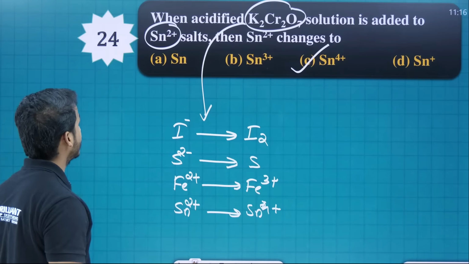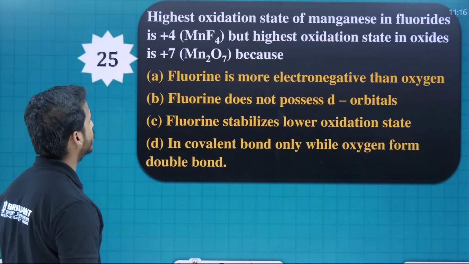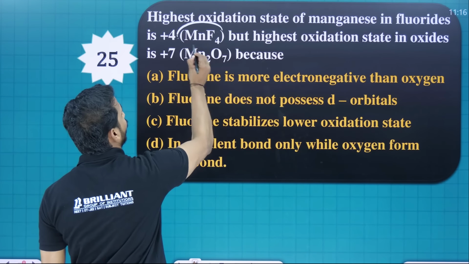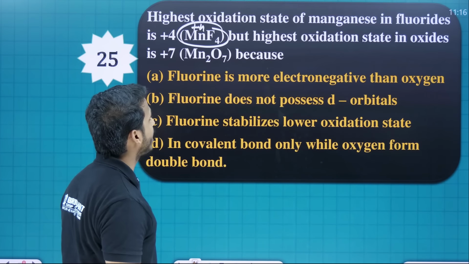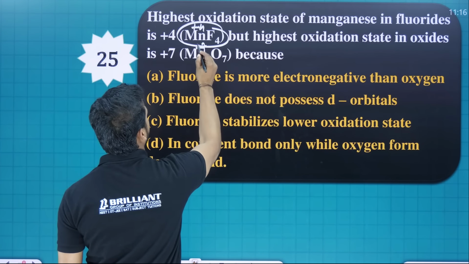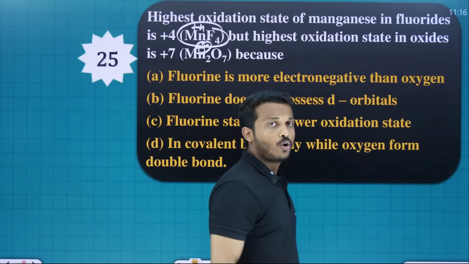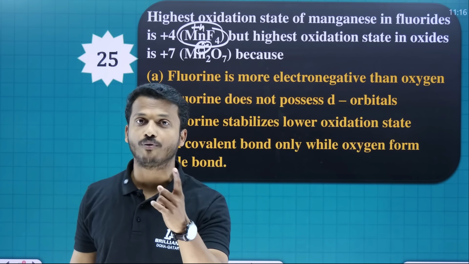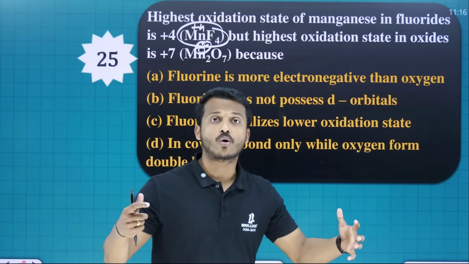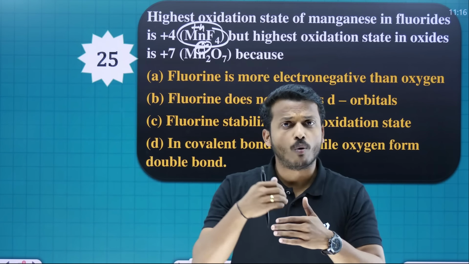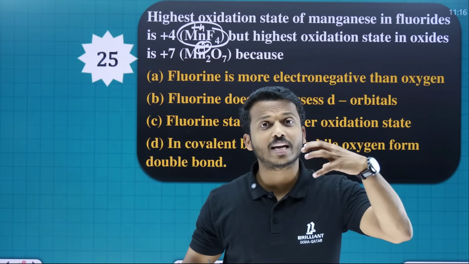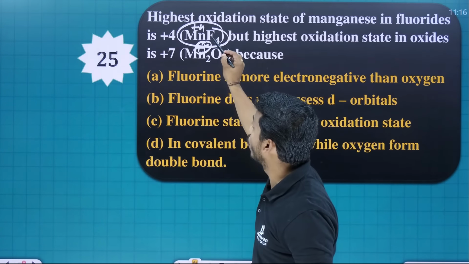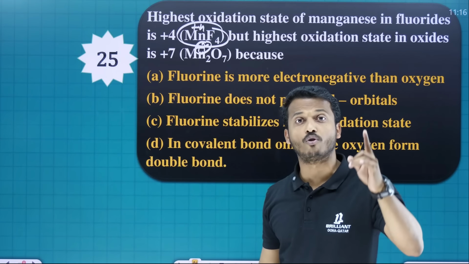Next, the question: stannous to what? Stannic. Next one: the highest oxidation state of manganese in fluoride is +4, MnF4, meaning Mn is in the +4 state, but the highest oxidation state in oxide is +7. What is the reason? We know higher oxidation states of transition metals are stabilized only by fluorides and oxides, because fluorine and oxygen are the most electronegative elements. But compared to fluoride, oxides give more stability, or oxides form very high oxidation states. Fluoride forms +4, but oxide can form +7.